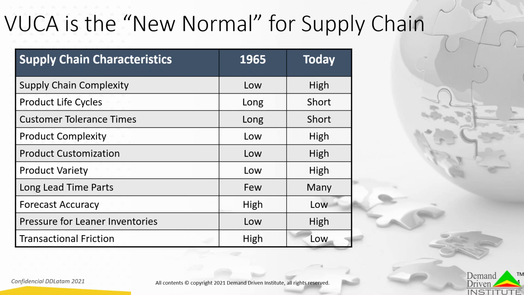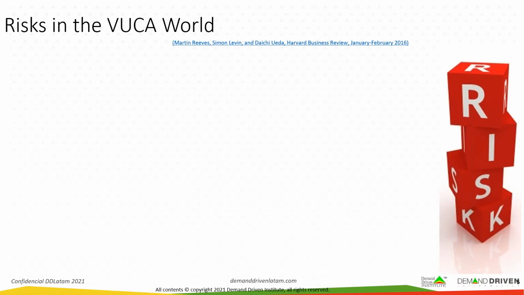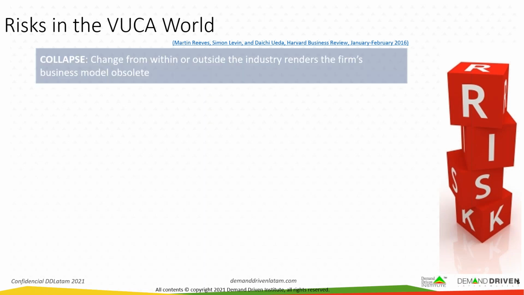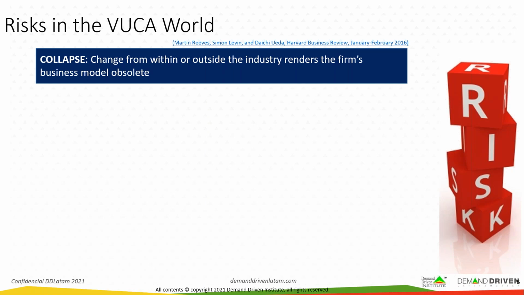But now let's take this up to the strategic level. Let's look at what risks we have to figure out how we're going to manage. So we've got a collapse risk. Now, what does that mean? Well, that means that something changed that renders our entire firm's business model obsolete.